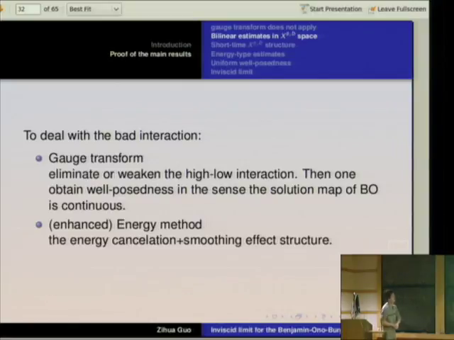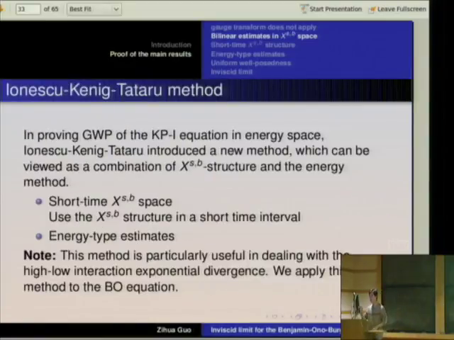So are you going to use this enhanced energy method? Is that the idea or not? I will use the energy method combined with the XSB structure. Okay. That's okay. Now I introduce, I will mainly use their method. Okay. So when they proved the global well-posedness of the KP1 equation in the energy space, Ionescu, Koenig, Tataru introduced a new method.